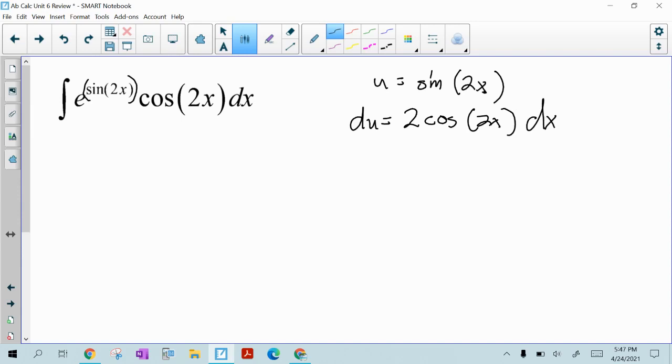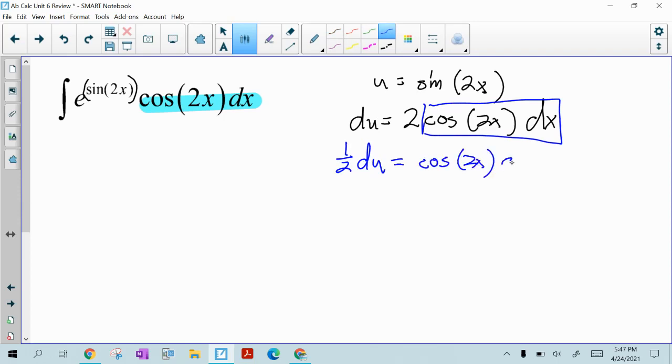Now, trying to make things so that they match up nicely with what I was given originally, that there matches up. So next, all we need to do is make it so that this part is all by itself. 1/2 du equals cosine 2x dx. Okay, still rolling on. Next up, I now can do my substitution, and we're going to say that we're going to have now 1/2. I've got du, and I'm going to say e to the u, and there's my integral.